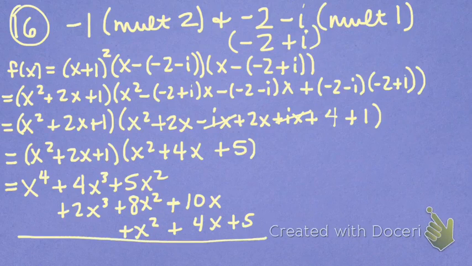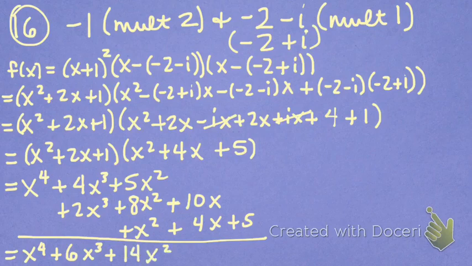Got room to squeeze this down at the bottom of the screen. We get x to the 4th. Combining our cubic terms gives us plus 6x cubed, and then combining our x squared terms gives us plus 14x squared. And then add our x terms, we get 14x, and tack on our constant, which is 5, and that's our final answer for number 16.